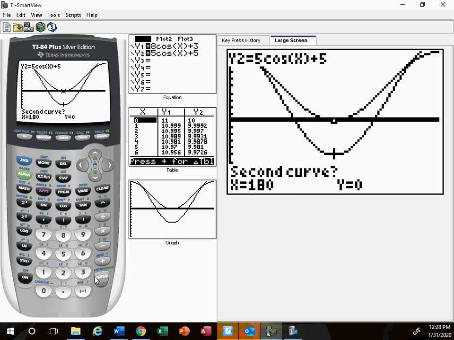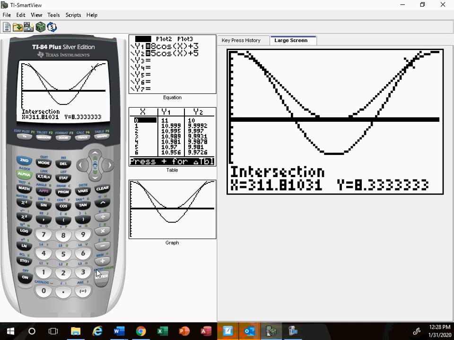Then it moves up to the other line. Is that the second curve? Yes. Then finally it says, would you like me to guess for you? Yes, you would like your calculator to guess. So push enter one more time. Your calculator's pretty good at guessing. So that's where they cross. Do you think I want the x or the y value? X.